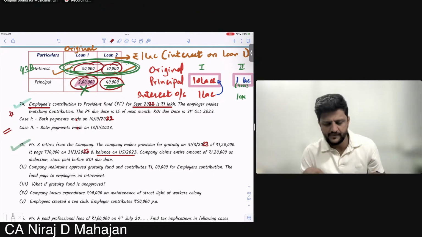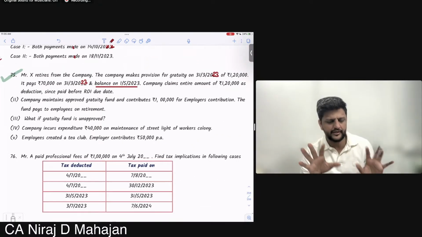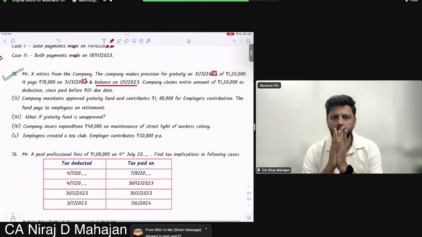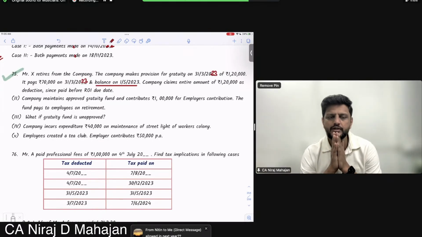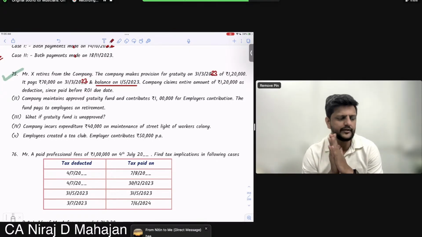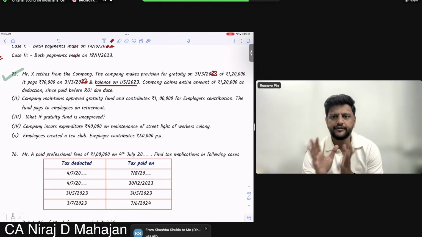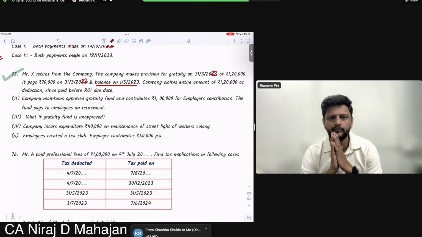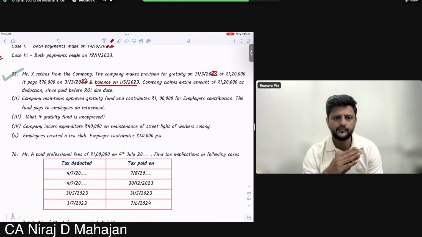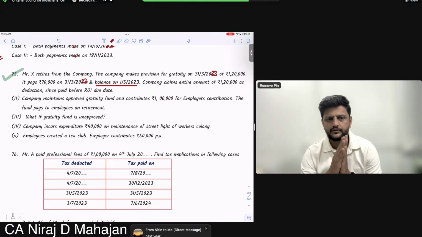Let's break down the amount. Bacho, you give me justification. Pay attention. 70,000 allowed. Very good, Nitin. Yes, good answer. 70,000 allowed right now. Tell me. Khushbu, Indrajit. Correct. Allowed. What about 50,000? It is paid on 1st May before ROI due date. 50,000. Yes, Nitin, correct. You are correct. You are right, Nitin.